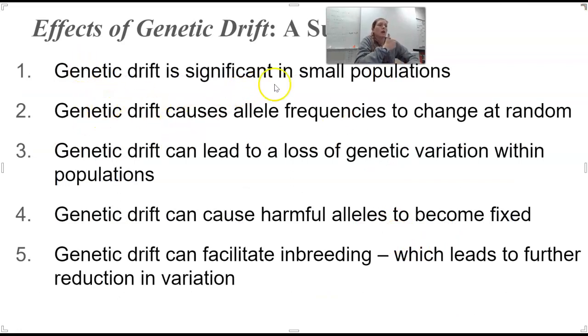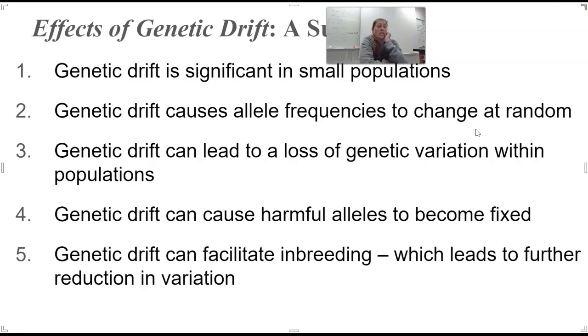All right, so 1, genetic drift, small population, same thing. 2, genetic drift causes the allele frequencies to change at random. Remember, this is a random selection. It has nothing to do with environmental pressures as far as natural selection is concerned. So it's completely random in that sense. Genetic drift is causing a loss of genetic variation, and sometimes we'll even lose alleles completely.